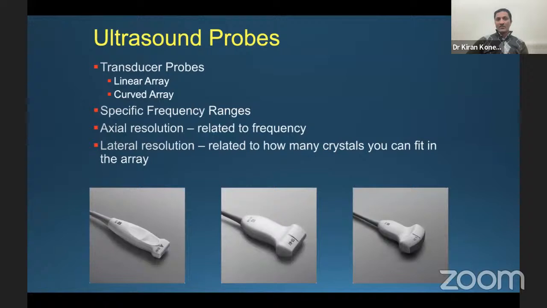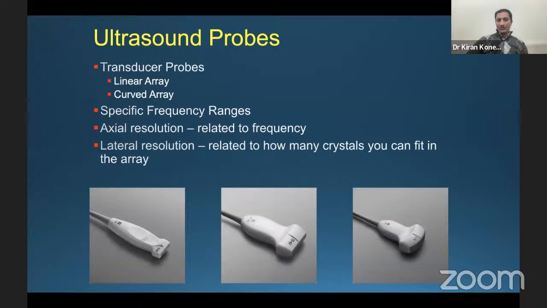And the ultrasound probes are predominantly of two different types. One is a linear or straight probe. The other one is a curved array or curved probe, which you can see. Again, the linear probes come in different sizes, depending on the frequency, and the higher the frequency, sometimes it can be a very shallow or small probe. So we call this the footprint of the probe, which is tailored according to the use. And each probe has a different resolution based on the frequency.